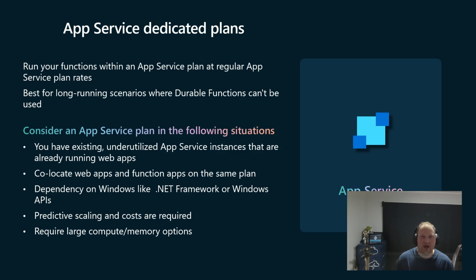You can consider an app service plan when you have existing underutilized app service instances that are already running web apps. So you can co-locate web apps and function apps on the same plan. You also have dependency on Windows like .NET Framework or Windows APIs. You want predictive scaling and costs as required, and you require large compute and memory options.